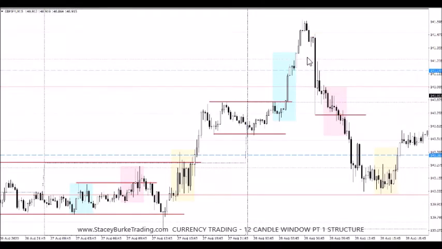So structure always gives us the opportunity for measurements in the direction of the move, and geometry rectangles, high and low of the week, high and low of the day, and then those smaller geometrical structures that can be inside of larger patterns.